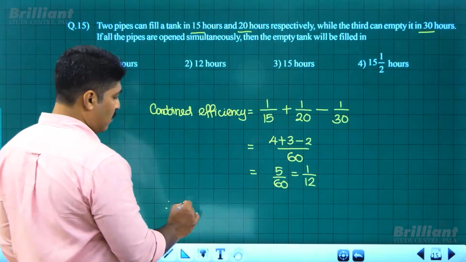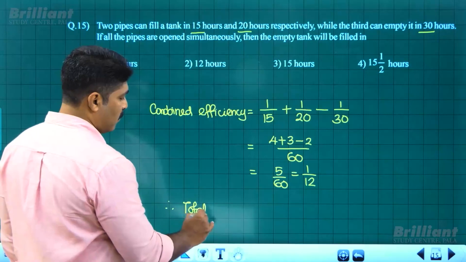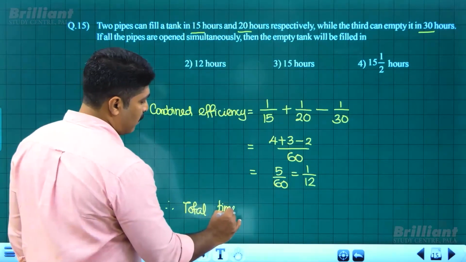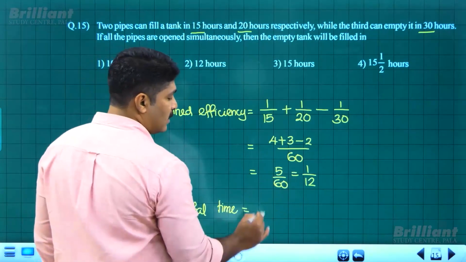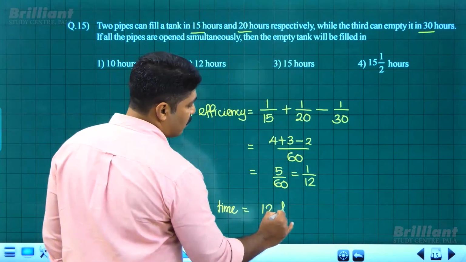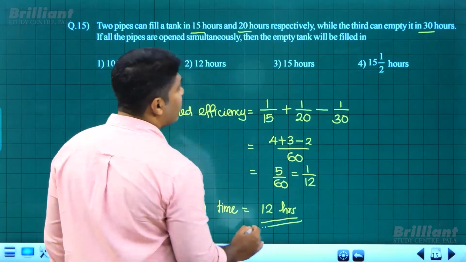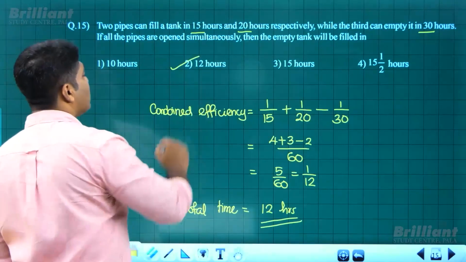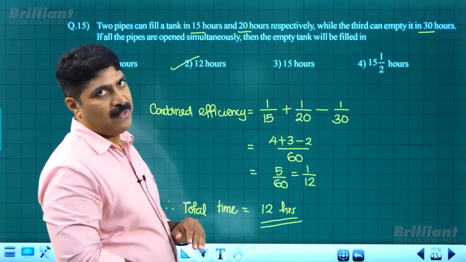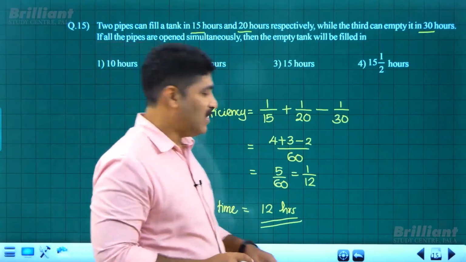Therefore, the total time required to fill the tank is the reciprocal of this value. Therefore, that is 12 hours. So we can easily get the answer to this question this way. So that's a direct application of fractions.